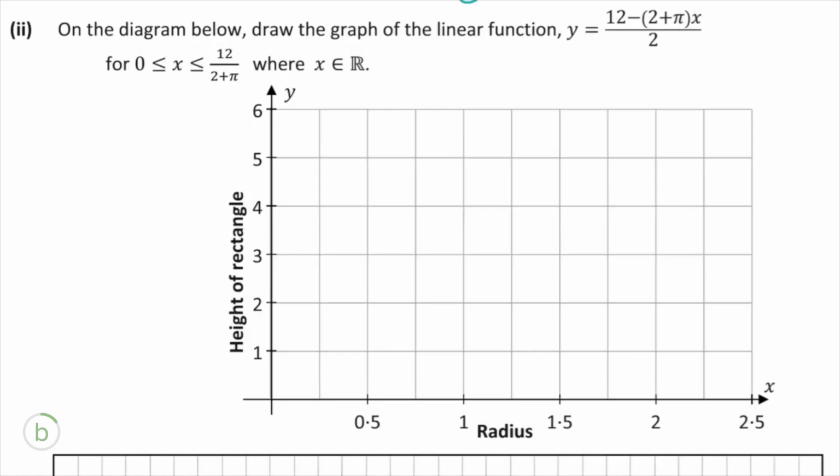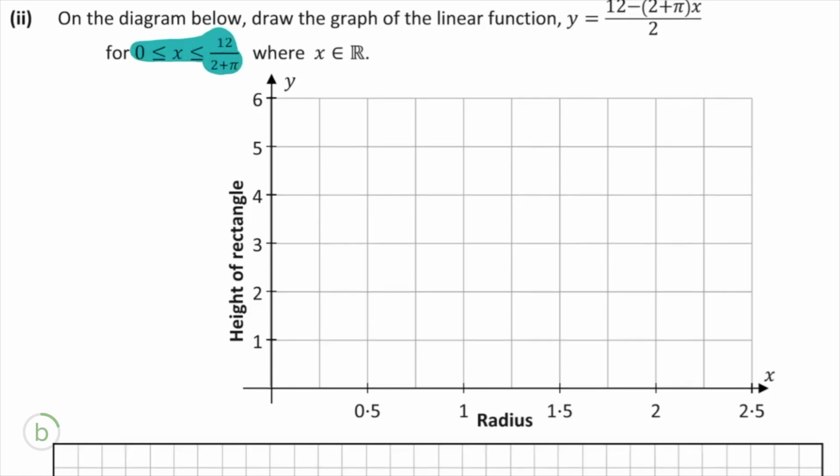And now we've got to draw the graph of the linear function y is equal to 12 minus 2 plus pi times x all over 2 for x greater than or equal to 0 and less than or equal to 12 over 2 plus pi. There are basically 2 easy ways to do this. You can use the function mode on your calculator, let f of x equal y and plug in this fraction. But for linear functions, I find it easy to plug in any 2 values of x. I think I'm going to plug in 0 and 1 and then draw a line through those once we get our y values, because it's linear.